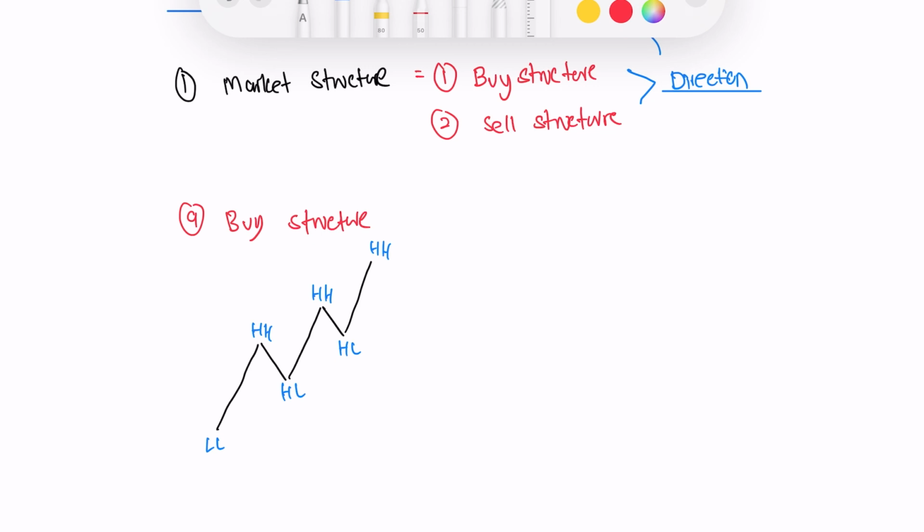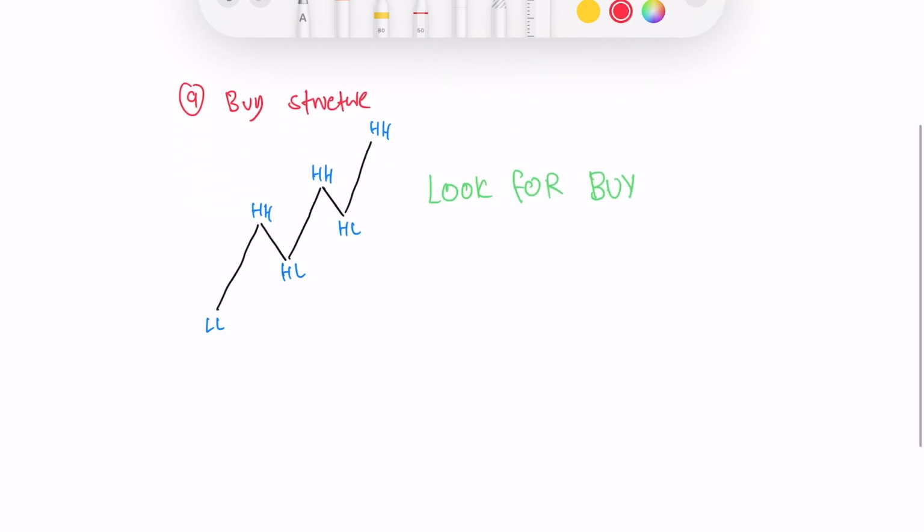So most important thing is kita kena identify what market structure is doing. If market is doing higher high, higher low, higher high, higher low, higher high, okay, meaning that on higher time frame we can distinguish that this particular pair or this particular asset class is basically in a buy structure. So what we should do is just look for buy. So based on all this, kita kena understand that we should just look for buy.